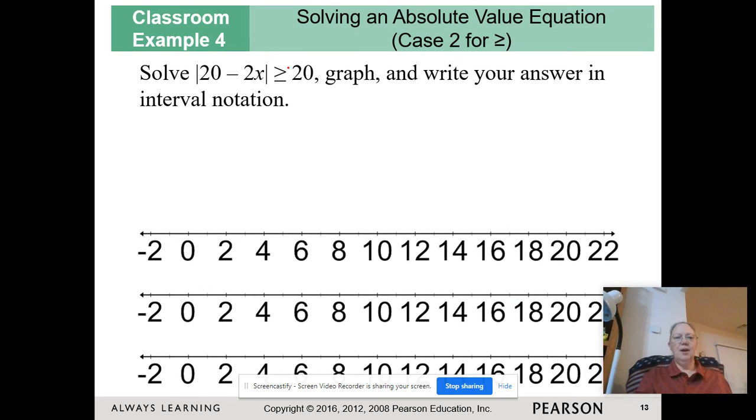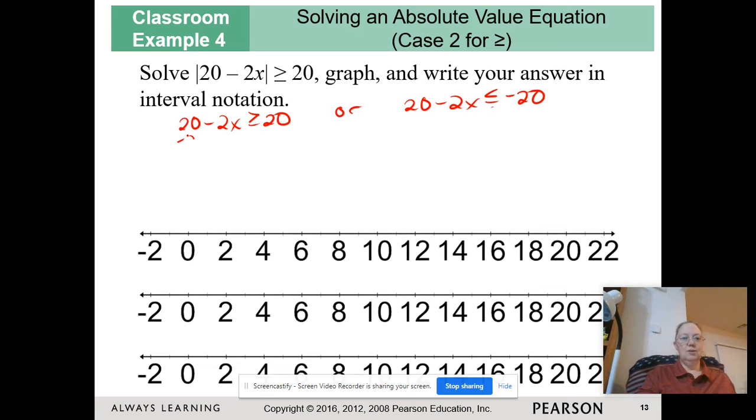So this one, this is a greater than or equal to, that's or. So 20 minus 2x, or, we can't write this one as compound inequality, or 3-part inequality, doesn't work. Less than or equal to negative 20. So reverse the sign and reverse the symbol.